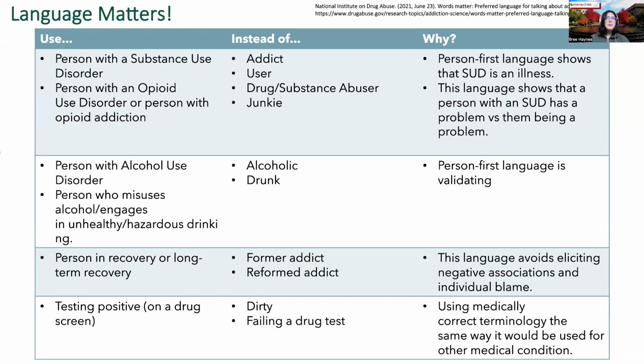So the first one: person with a substance use disorder, person with an opioid use disorder, instead of things like addict, user, junkie, because we want to use person-first language. It's also validating to classify SUDs as the illness that they are. It's important to use language that shows that a person with an SUD has a problem versus them being a problem. Same line of thinking with person with alcohol use disorder, person who misused alcohol, engages in unhealthy hazardous drinking, versus alcoholic or drunk.